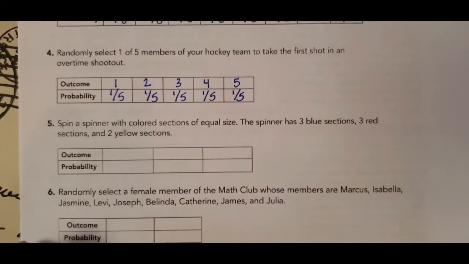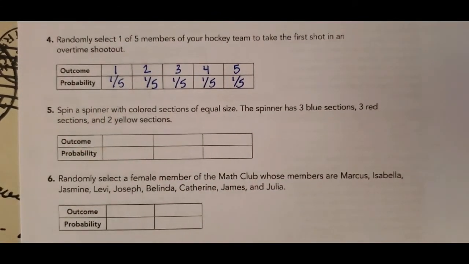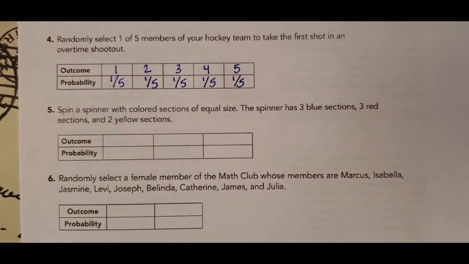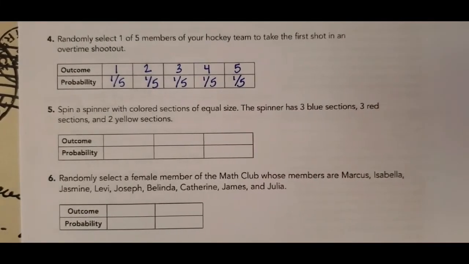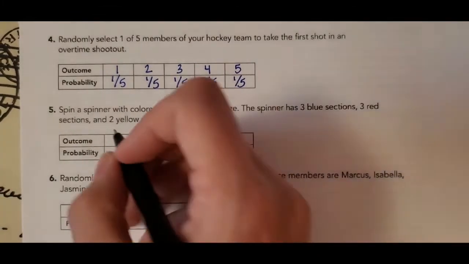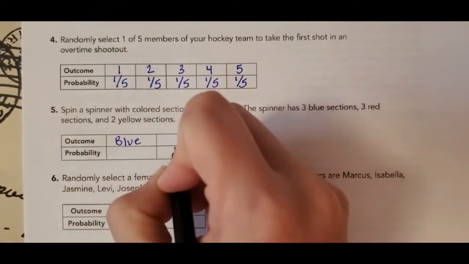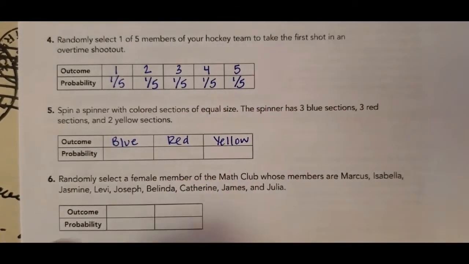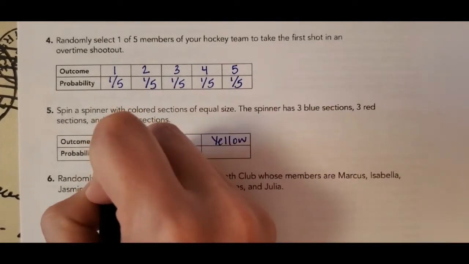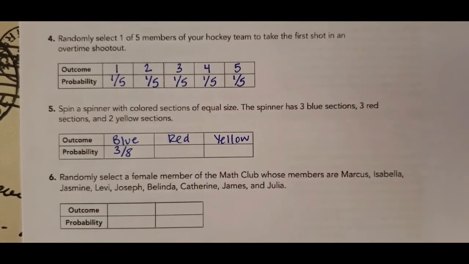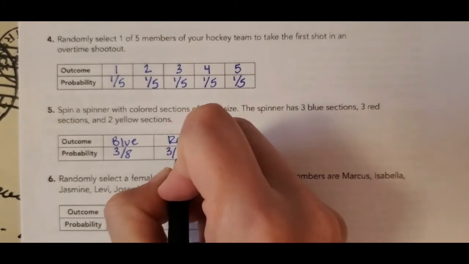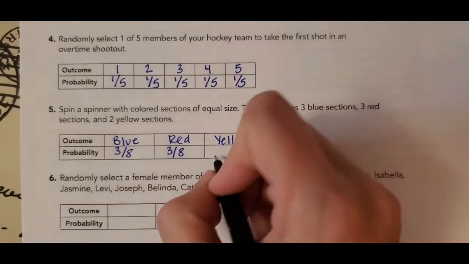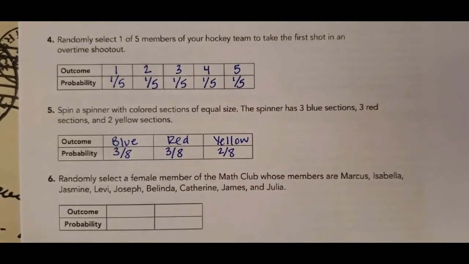Number 5, spin a spinner with colored sections of equal size. The spinner has 3 blue sections, 3 red sections, and 2 yellow sections. So there's a chance of blue, red, and yellow. So how many total sections do we have? 3 plus 3 is 6, plus 2 is 8. So 3 out of 8 is the probability of blue. 3 out of 8 is the probability of red, and 2 out of 8 is the probability of yellow.